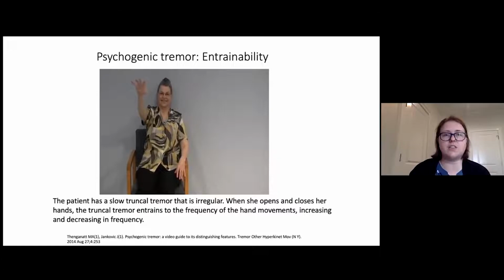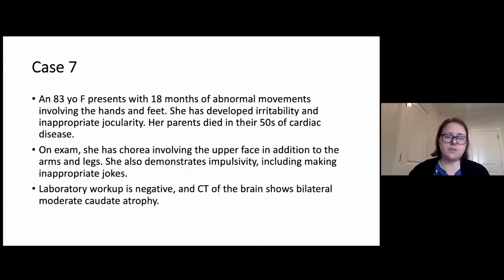They're not doing this consciously in any way. This is an unconscious pathology of the brain, and people can actually really suffer from these symptoms. So the treatment for this is really cognitive behavioral therapy, referral to a neurologist, and a psychotherapist. So that brings us to case 7.